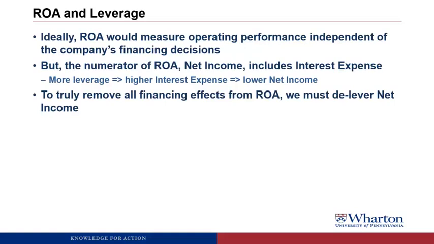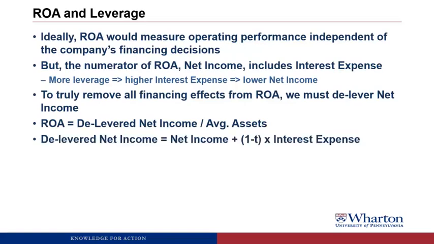To remove that effect of financing, we have to de-lever net income. Once we do that, we're going to define ROA as de-levered net income divided by average assets, where de-levered net income is net income plus (1 minus t) times interest expense, where t is the tax rate. So we're taking the after-tax interest expense and adding it back to net income. That's going to be our leverage-free measure of net income that we use as the numerator in ROA.